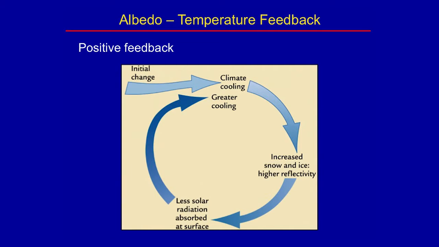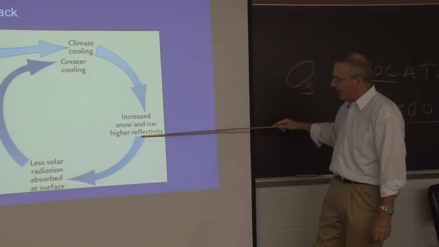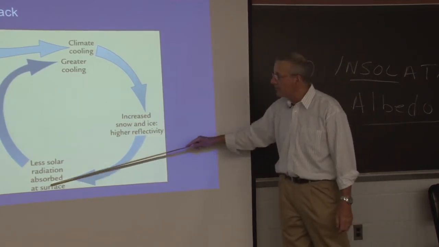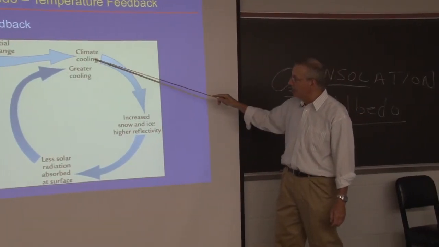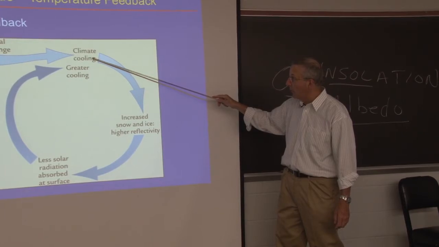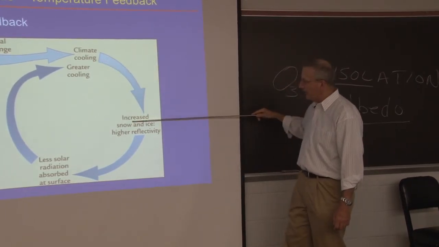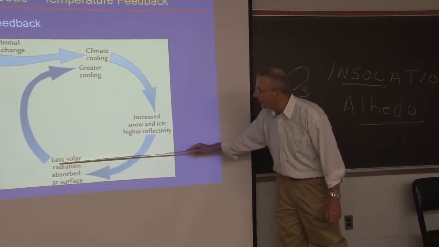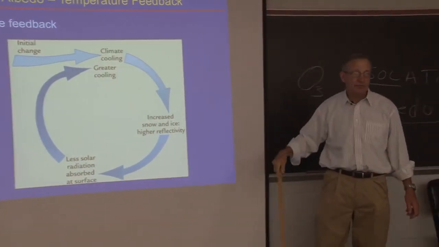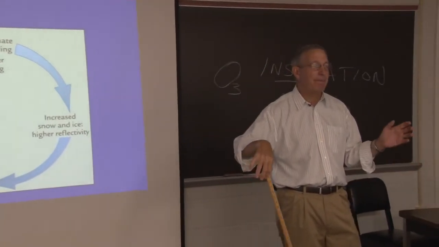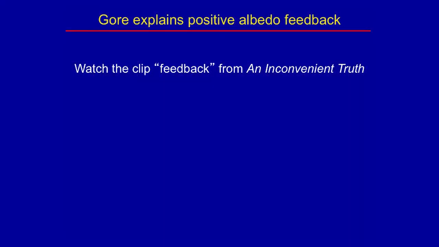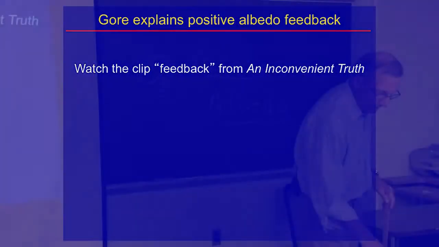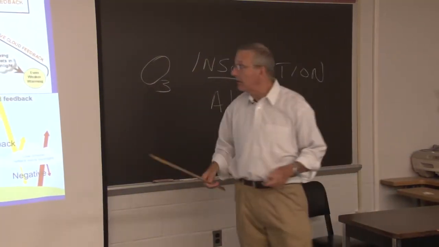In this slide, we talk about the initial change being a cooling, which increases snow and ice. If you increase snow and ice, you get higher reflectivity, less solar radiation is absorbed, and you go to greater cooling. Again, that's a positive feedback. If we replace this with global climate warming, warming would decrease snow and ice. It would mean more solar radiation and therefore greater warming. Does that make sense to everybody, this particular one? This is called albedo feedback. And again, Vice President Gore does a very good job of explaining this and the Arctic. And we'll come back to the Arctic in the second lecture.